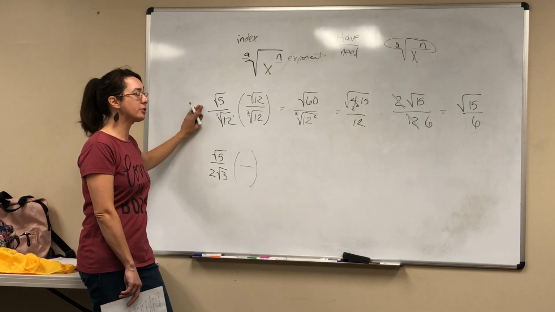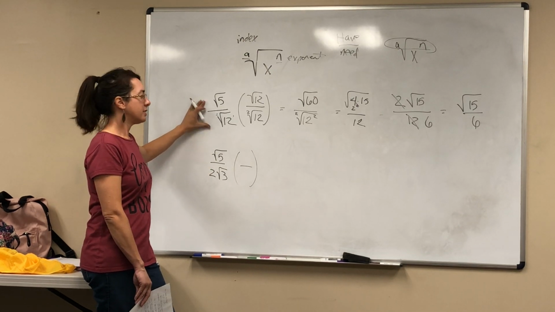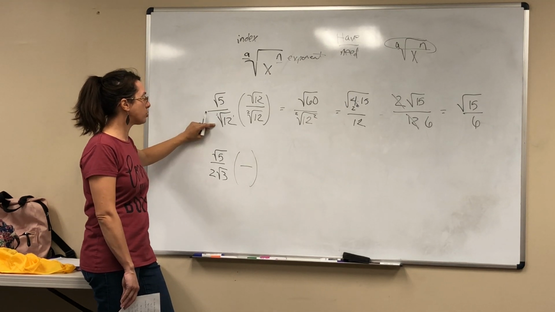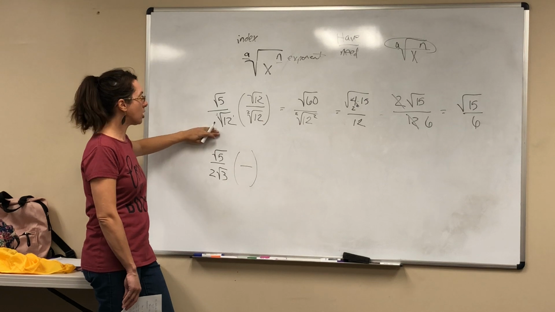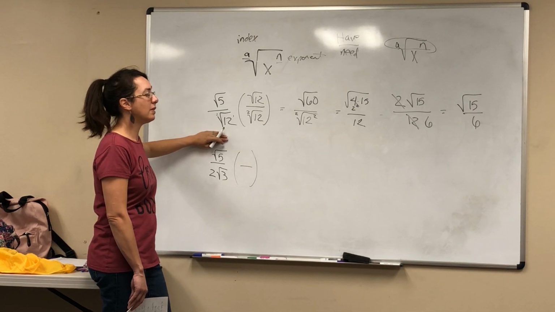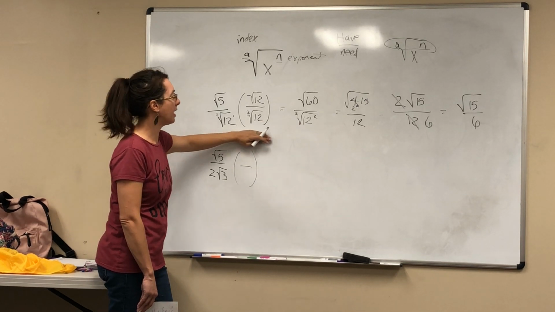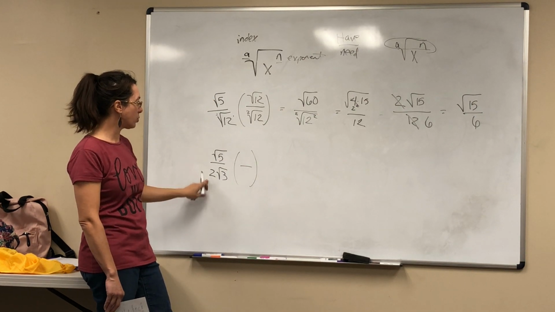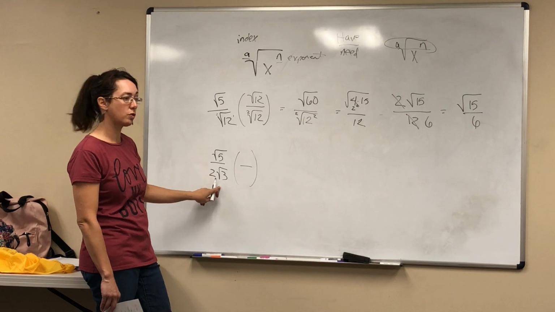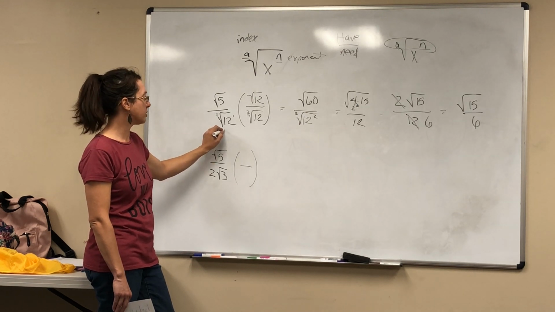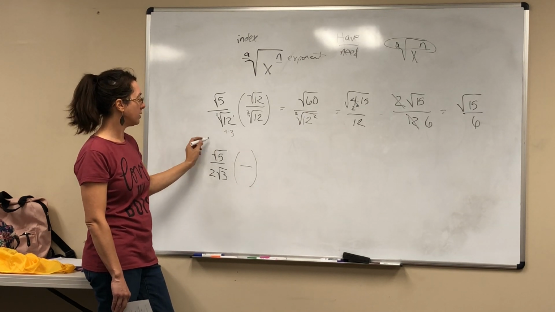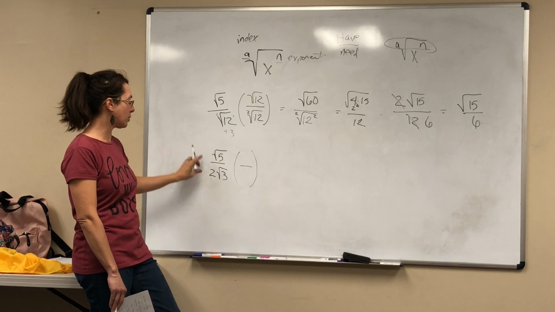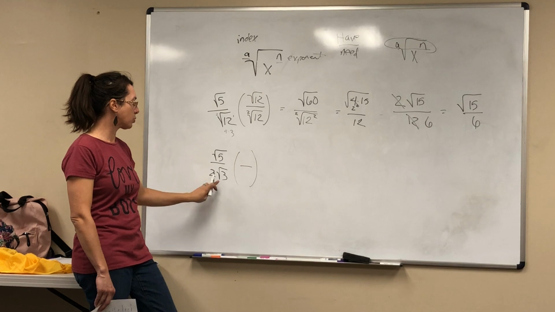Same problem, we're working it two different ways. We started with the square root of 5 over the square root of 12. The top one we worked through leaving the 12 and multiplying it out. The bottom one we have simplified the square root of 12 to 2 square roots of 3, because 12 is 4 times 3, and we can bring the 4 outside. So now we're going to work through this one.